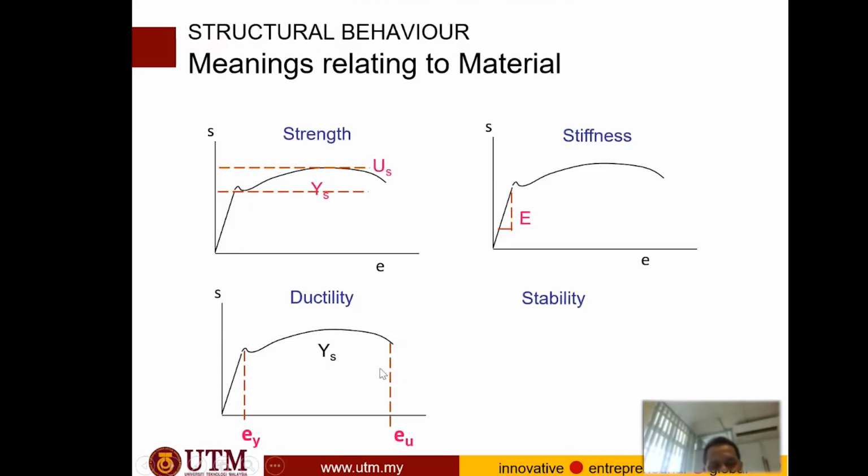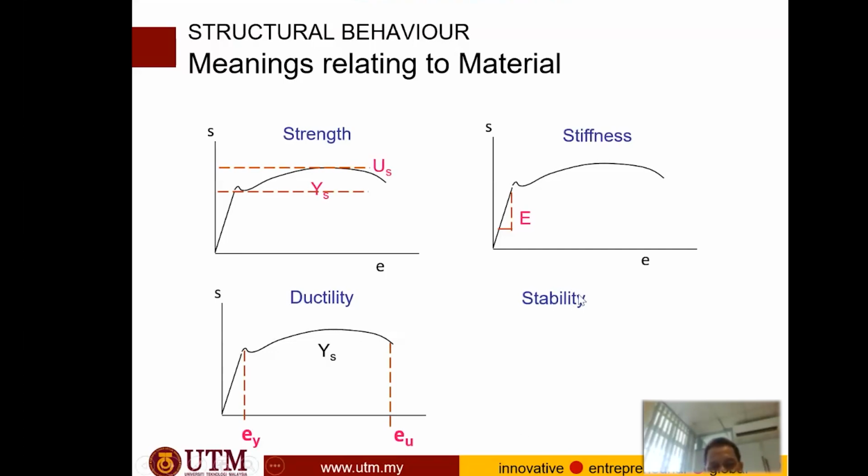And ductility is this portion, based on this portion. The longer this portion, the more ductile. For concrete and other brittle material, it can just reach up to this point only. Then abrupt failure or fracture. So we call it brittle.